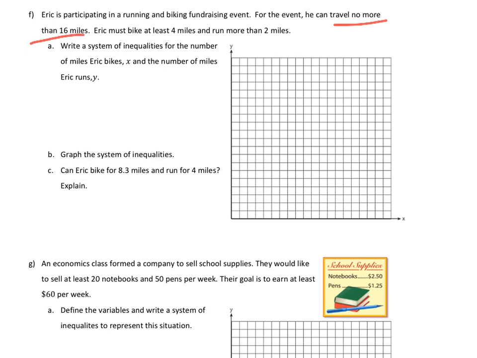For the event, he can travel no more than 16 miles. Well, I know he has to do both. X is biking and Y is running, so he has to do both, so that means he's going to be biking and running, and no more than 16 miles. So again, you need to think of a number that's no more than 16. Okay, no more than 16 is 16 or 14, 12, 2. So that means this number needs to be all of those. So what symbol helps us get there? No more than is less than or equal to. So I've now used this piece.